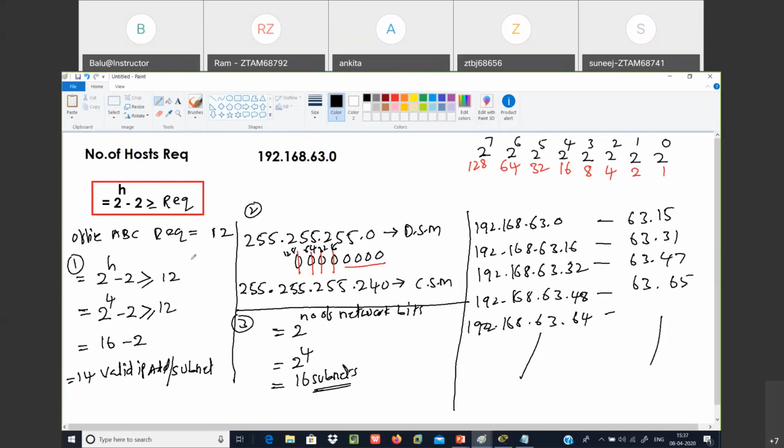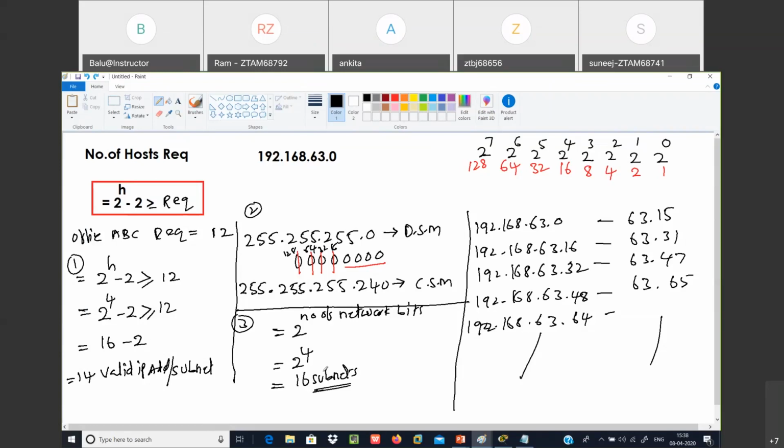Minus 2 we already did, right? The first step we did 2 power h minus 2. Network ID and broadcast ID are already removed. Here this is subnets. Subnets are no -2, right? -2 is only for hosts, network ID and broadcast ID of the host. Okay, so this is the calculation for the number of host requirement. You can copy it clearly now.